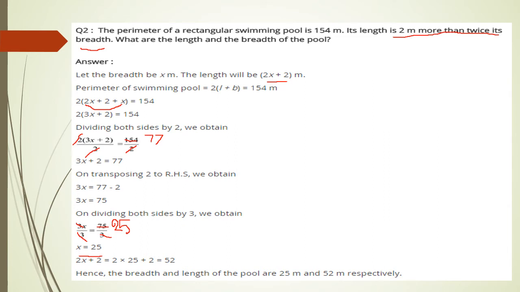We know x as breadth. We consider the x as breadth. So the breadth is 25. Then length is 2x plus 2, children. 2x means 2 into 25. 25 2s are 50. 50 plus 2 means 52. So the length is 52 meters. Hence, the breadth and length of the pool are: breadth is 25 meters, length is 52 meters respectively.